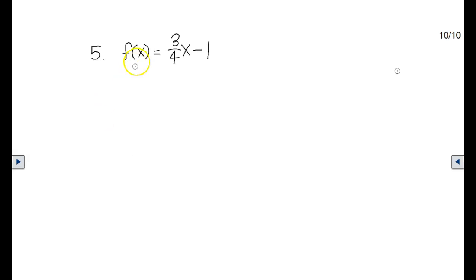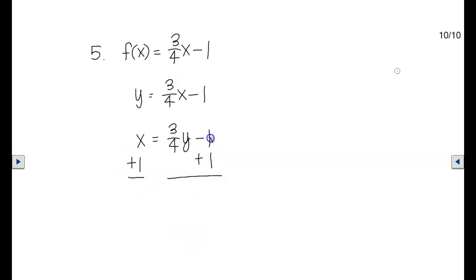All right, to find the inverse, first we are going to replace f of x with y. That will make it y equals 3/4 x minus 1. For step 2, we're going to switch x and y, which will make it x equals 3/4 y minus 1. And now we're going to do what it takes to get this y by itself. So if you have 3/4 y minus 1, first you'll add 1 to both sides, which will give you x plus 1 is equal to 3/4 y.